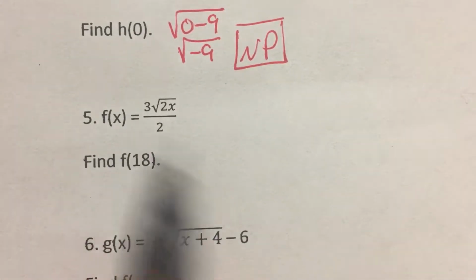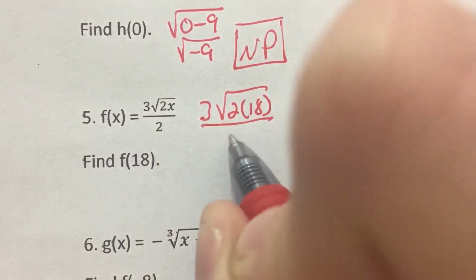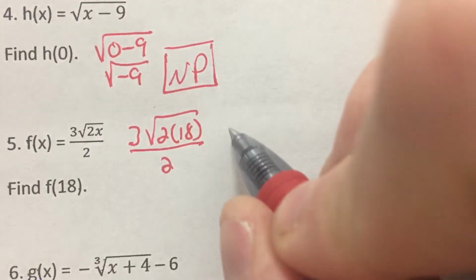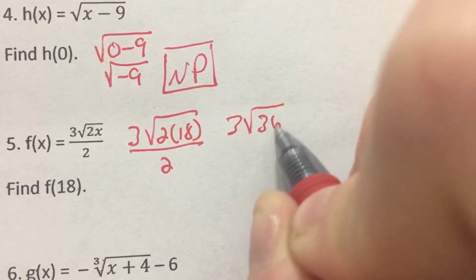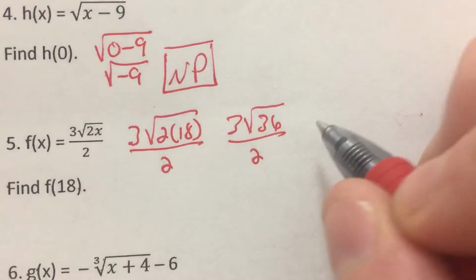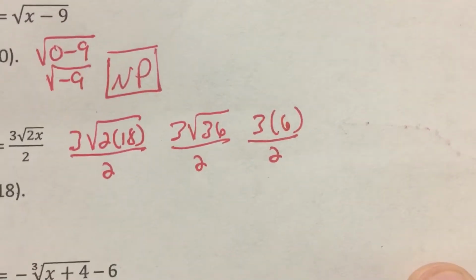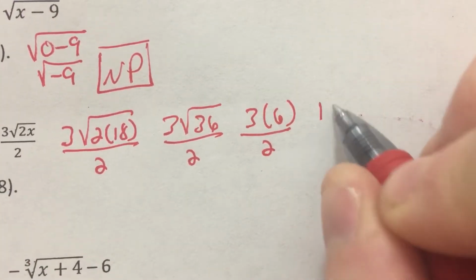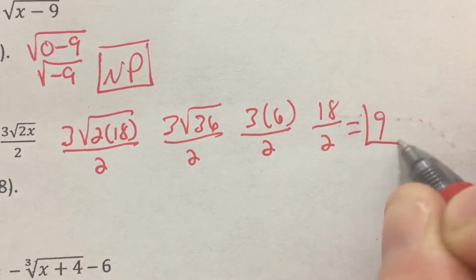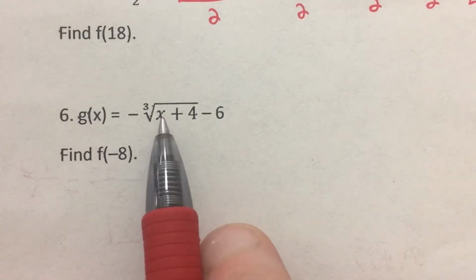F of 18 for this function, we would have 3 times the square root of 2 times 18 over 2. 2 times 18 is actually 36, so now we got 3 times the square root of 36 over 2. The square root of 36 is really 6, so now we have 3 times 6 over 2. 3 times 6 is 18, so we have 18 over 2, and that just turns out to be the number 9.